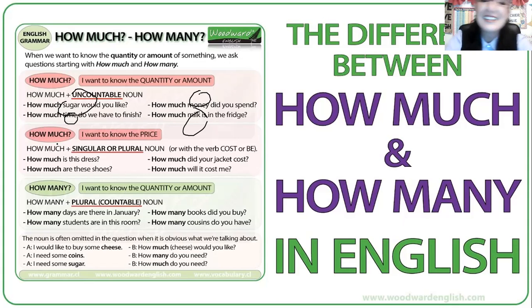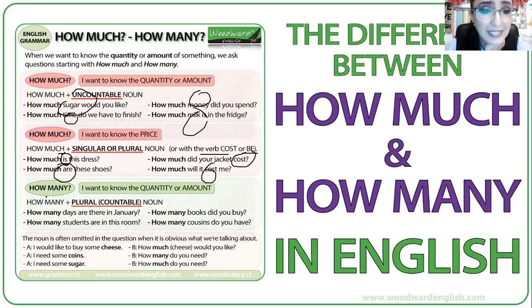Bueno. Here we go. How much for quantity or amount, but with uncountables and singulars? How much if you want to know the price of something for singulars and or plural? Okay, the cost. We are going to be using the verb cost or be. It's okay. How much is this dress? How much are these shoes? How much did your jacket cost? How much will it cost me? Okay, you can be playing with this.